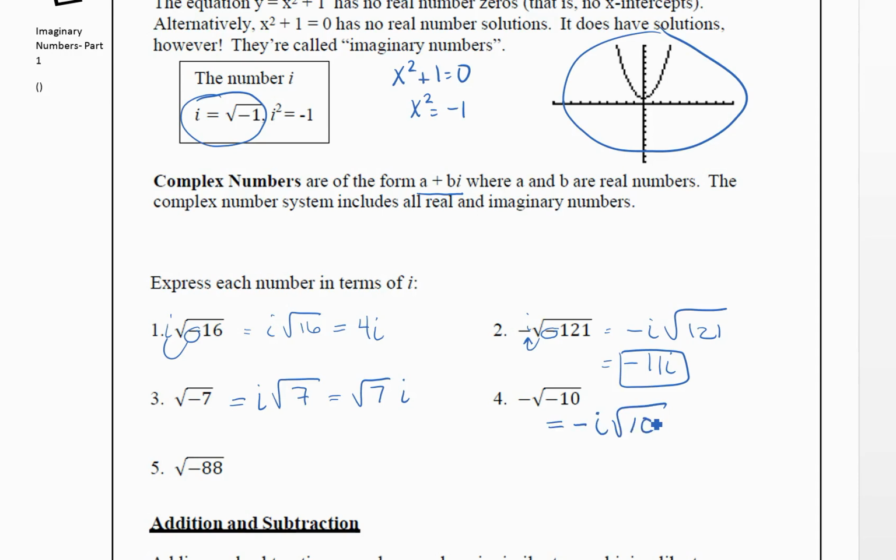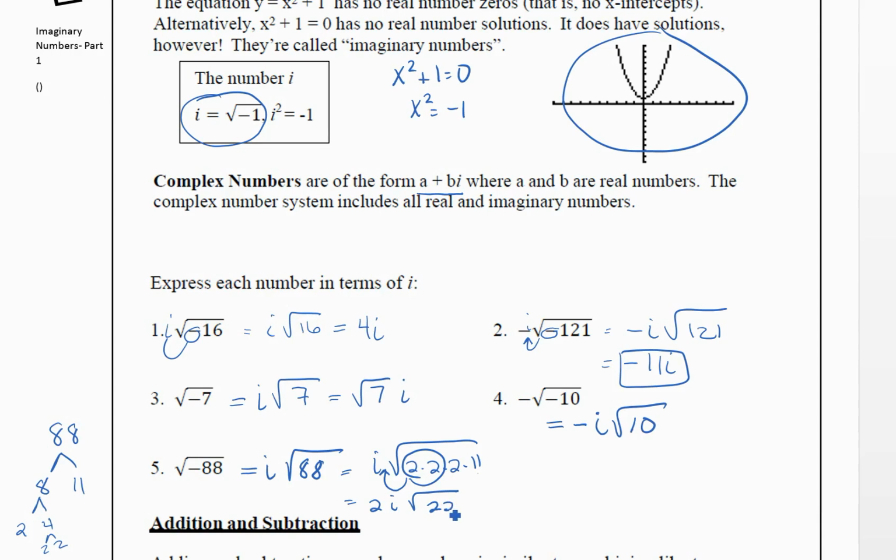Here we have square root of -88. Well, that would be i square root of 88. And if we think about reducing the square root of 88, 88 is 8 times 11, and 8 is 2 times 4, and 4 is 2 times 2. So we've got i times the square root of 2 times 2 times 2 times 11. One set of 2's can come out whenever we have a square, so this would be 2i square root 2 times 11 is 22. Okay, so here's how we can write negative square roots in terms of i.